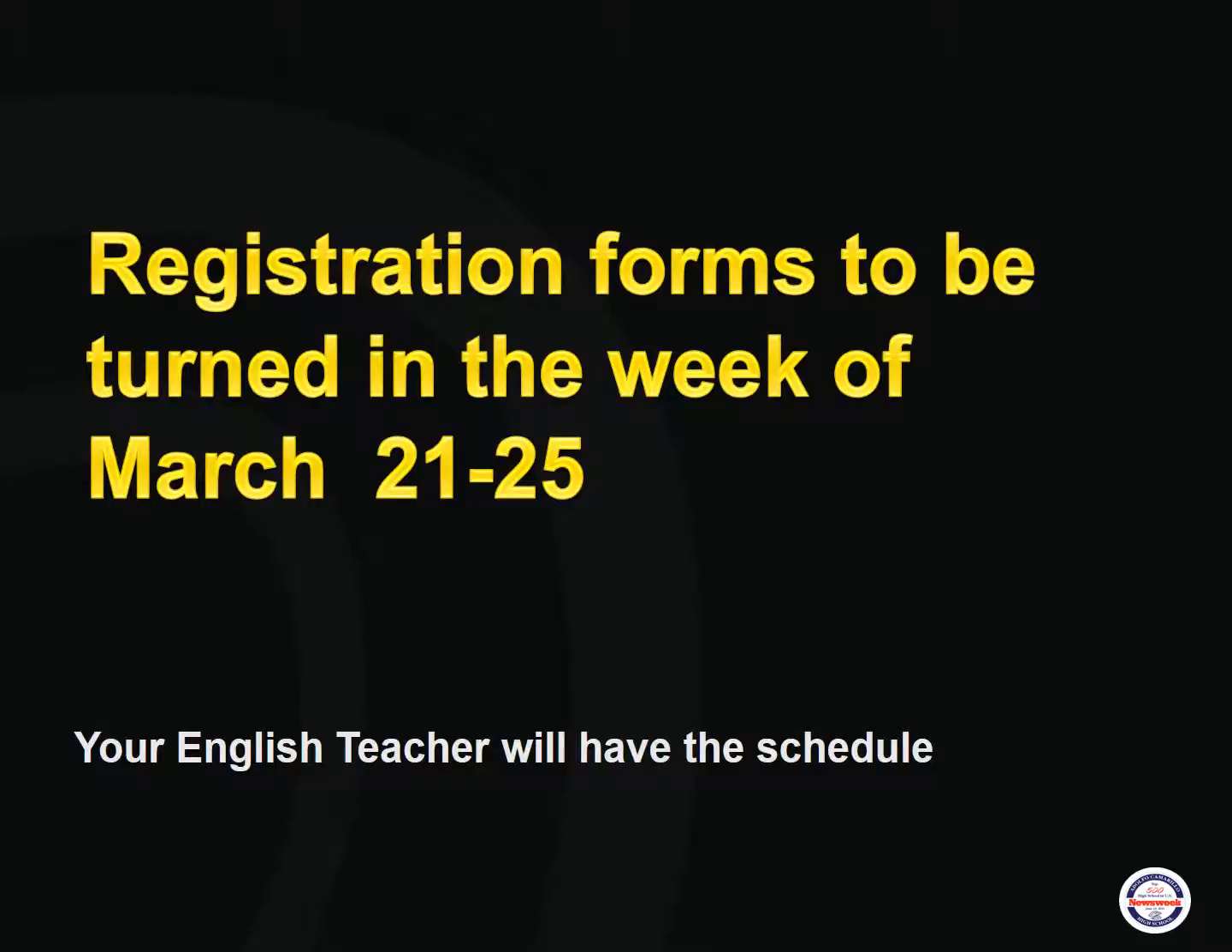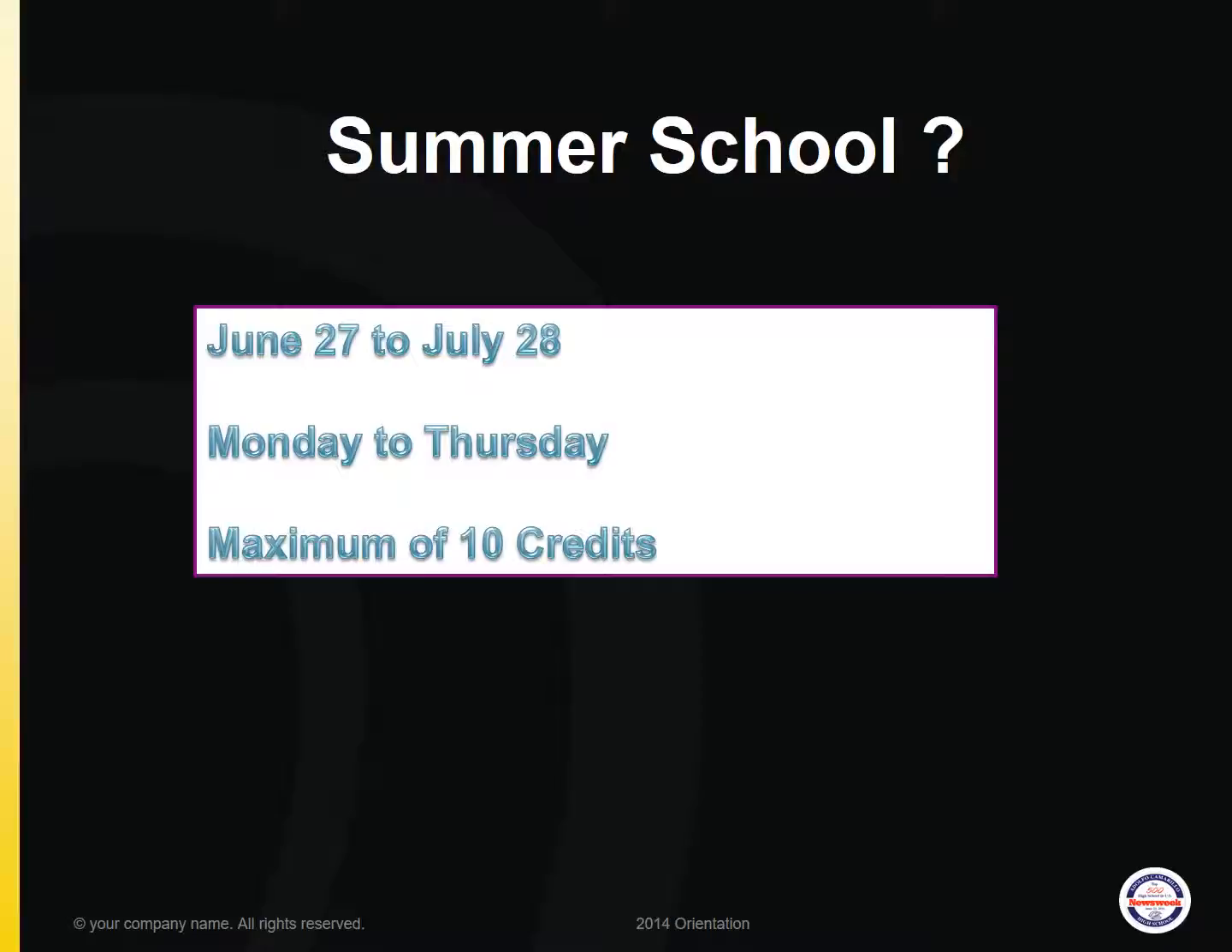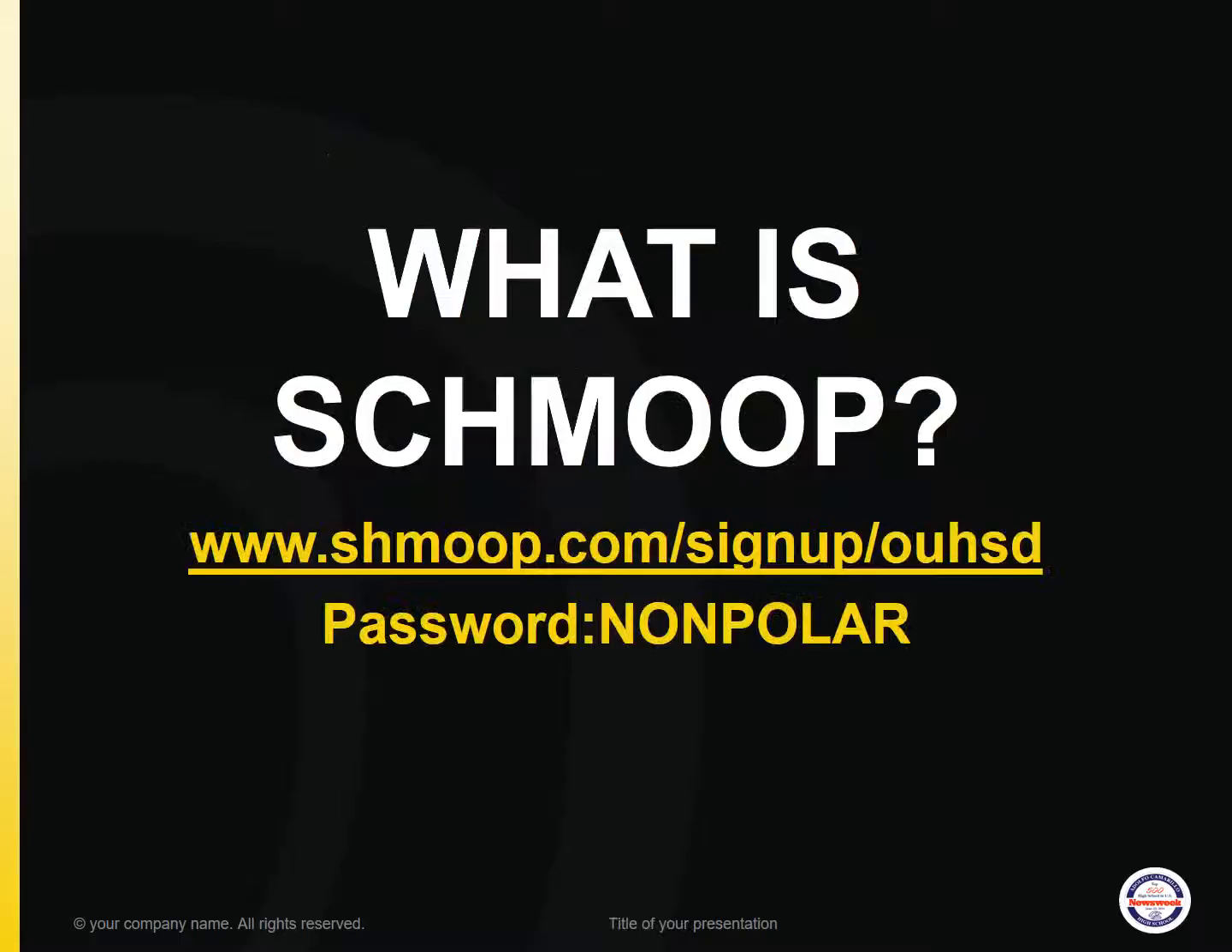Registration forms are to be turned in the week of March 21st. That's March 21st through the 25th. This is when you'll be meeting one-on-one with your counselors. Summer school at ACHS for credit recovery will be one 5-week session. The dates are June 27th to July 28th. You can earn back a maximum of 10 credits. You'll need to see your counselor at a later date for the forms.